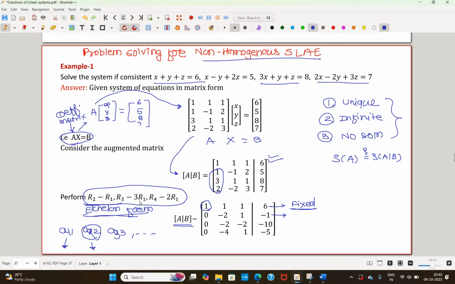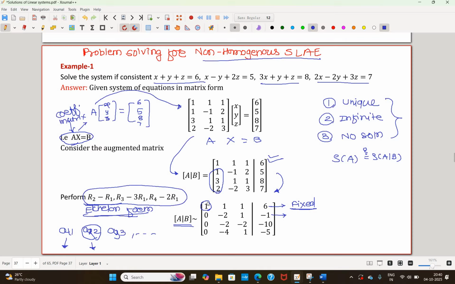So R3 minus 3 times R1, R4 minus 2 times R1 gives us the reduced matrix as: 1, 1, 1, 6, first row fixed; second row converted to 0, minus 2, 1, minus 1; third row converted to 0, minus 2, minus 2, minus 10; and fourth row converted to 0, minus 4, 1, minus 5.